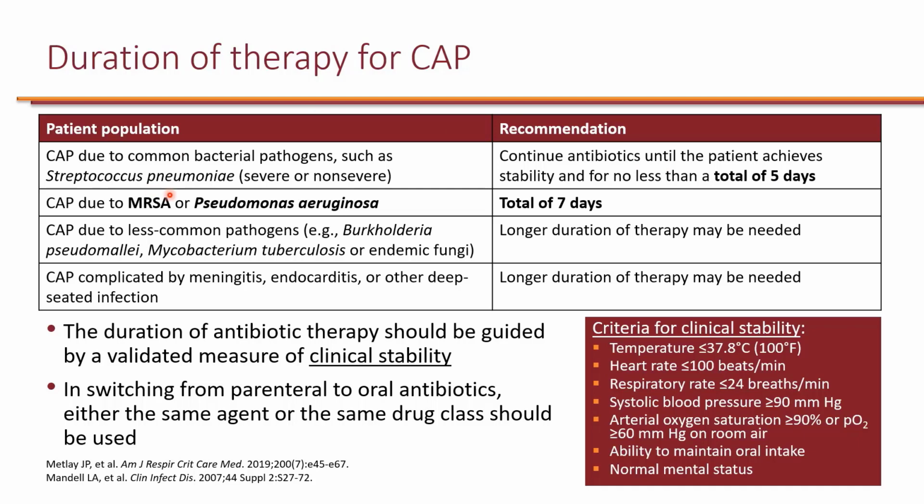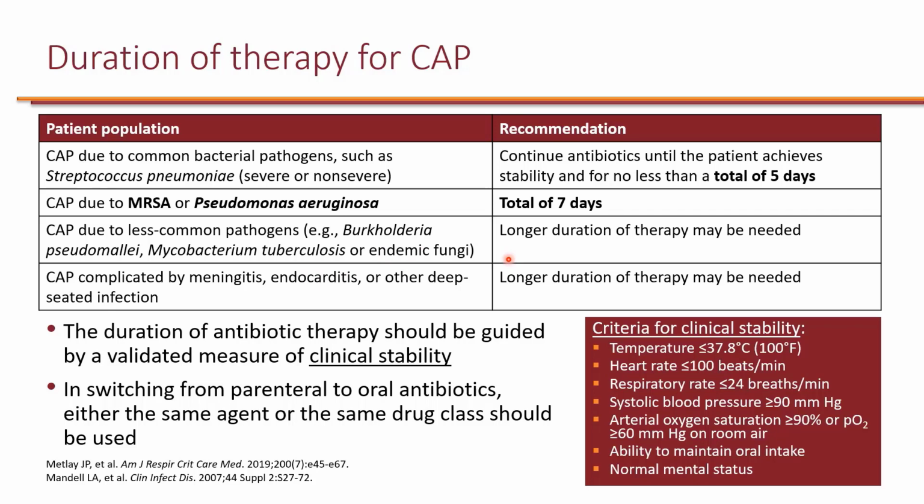Now, for MRSA and Pseudomonas specifically, the guidelines recommend a total of 7 days. So even if the patient has improved by day 5, it's important to finish 7 days of therapy. And then, if you have community-acquired pneumonia due to less common pathogens like Burkholderia, Mycobacterium, and fungi, then longer duration of therapy may be needed depending on what the organism is. So there are various guidelines out there for these less common pathogens, which are beyond the scope of this class.